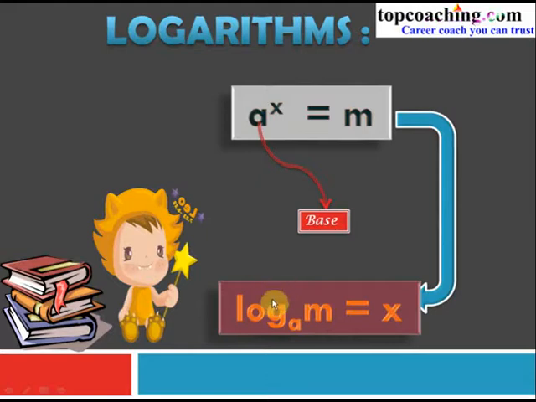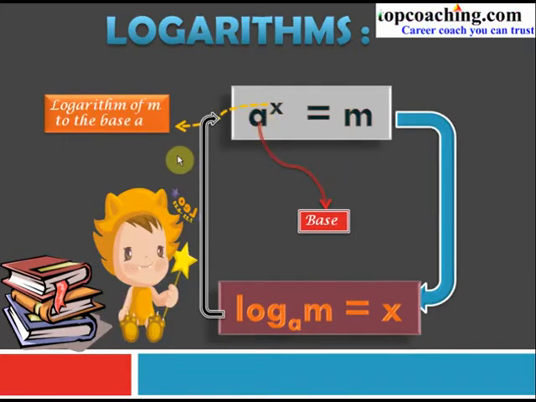So in the logarithmic form, the log of m to the base a would be equal to x, and x is the exponent of the base in the exponential form. If we have this logarithmic equation, we can reduce it to this form. This equation literally means that a to the power of x is equal to m. x is the exponent of the base a, so x is equal to the logarithm of m to the base a. So in the exponential form, this equation is a to the power of x is equal to m, and in the logarithmic form, it could be written as log of m to the base a equal to x.